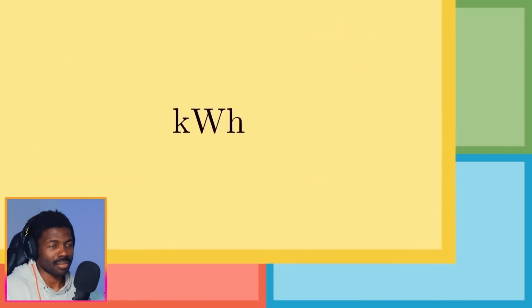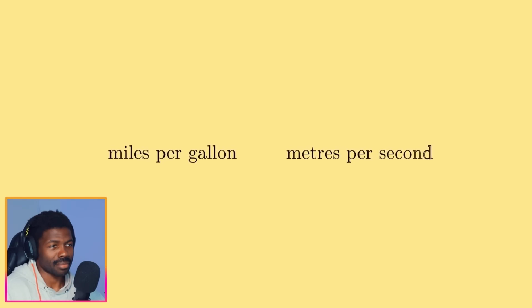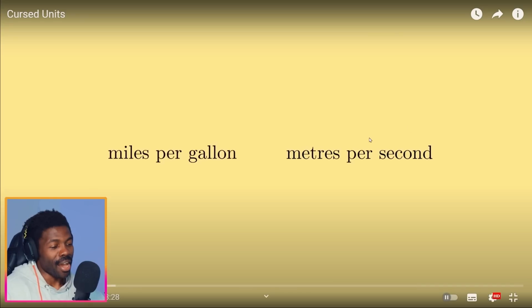Let's start with another unit in common usage, kilowatt hours. When we say something like miles per gallon or meters per second, we have a simple intuition for that. How many miles can you drive on 1 gallon of fuel? How many meters is something moving each second?